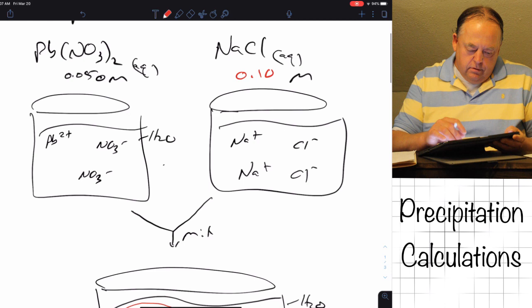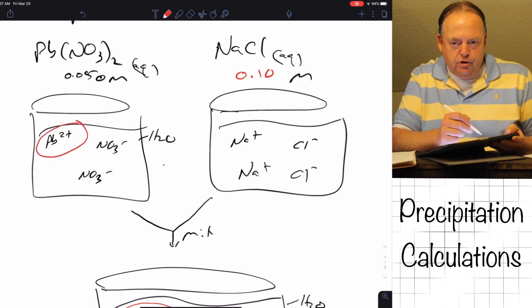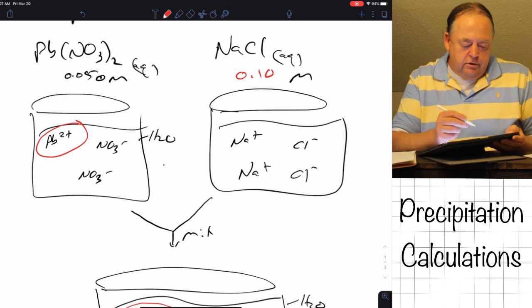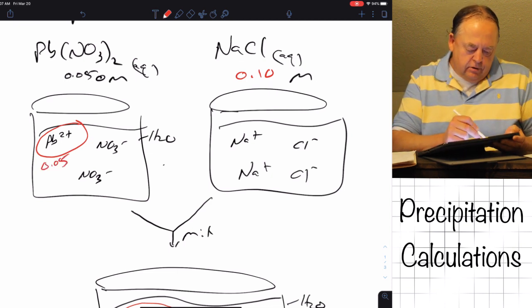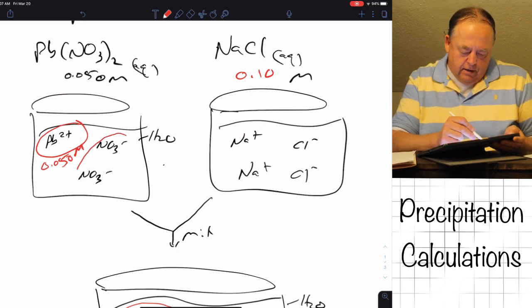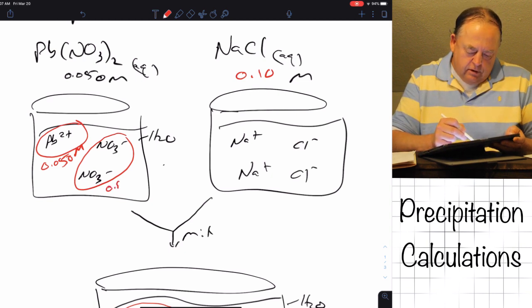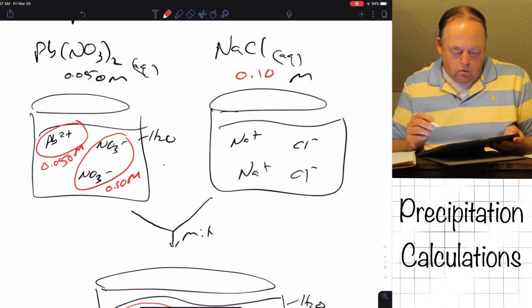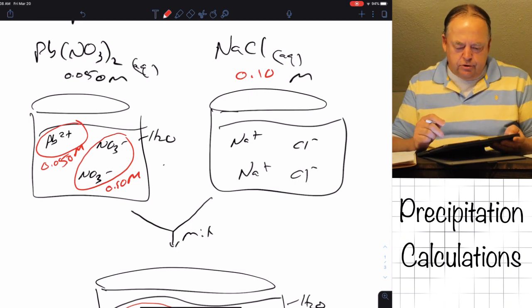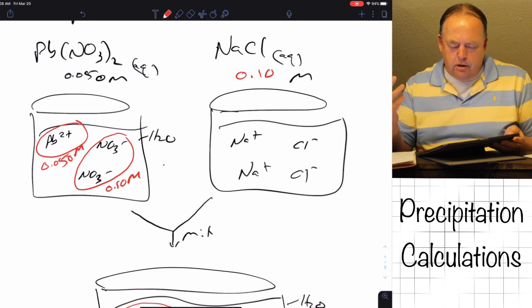Okay, so since lead 2 nitrate totally dissolved in solution, every lead 2 nitrate gives one of these. So if we added enough lead 2 nitrate to water to make a 0.05 molar solution, then we'd have 0.050 molar lead 2 nitrate in solution. And of course, since there's twice as many nitrates per lead, the concentration of the nitrate would be 0.1 molar, but that doesn't matter because we're concerned about the solubility of lead chloride in this reaction because the nitrate's going to stay dissolved anyway.